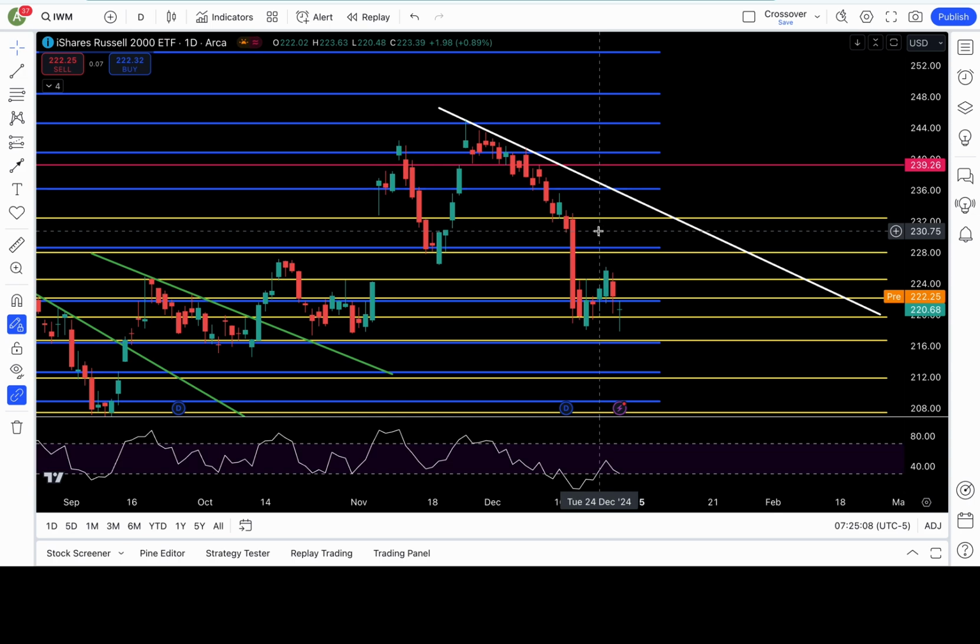Maybe we'll get the W pattern. Otherwise, breaking down 222 and 220 would definitely be bearish follow through, and I think a test of 216 or lower would be much more likely. The odds would be much higher if we break down this time around.